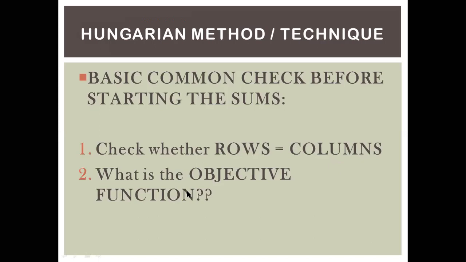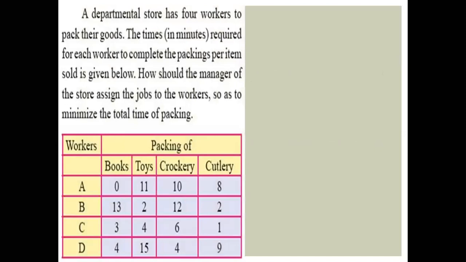What is the objective function? Now class, you're familiar with this topic, the objective function. It is nothing but the final answer, the best optimal solution we are trying to find out. It can be either to minimize your resource or maximize your profit. So whenever you start with any kind of sum, always do these two basic checks. The rows should be equal to columns, and second, what is the objective function, either minimization or maximization.